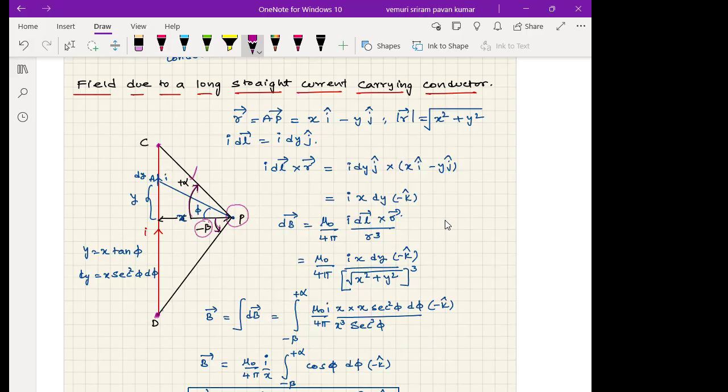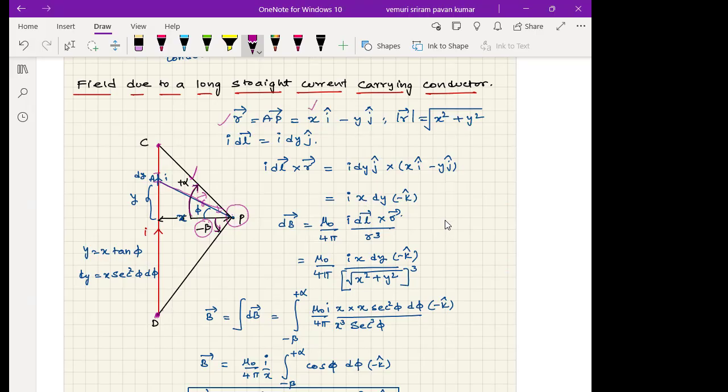Now you have an element over here. Due to this element alone, what is the field at this point? This is what I am going to do. For this purpose, I require three things: r vector, I dl vector, and the angle. First, I'll write r vector. This is r vector. Now I'm getting r vector. r vector is nothing but AP vector, which is x i cap minus y j cap. Of course, modulus of r vector is root of x square plus y square.